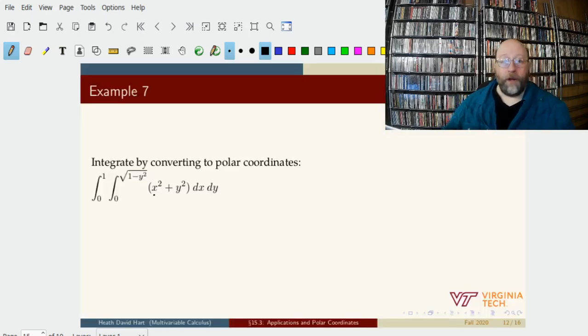We want to integrate this by converting it to polar coordinates because I don't want to have to do that square root of 1 minus y squared if I don't have to. Okay? So let's look at what this region is. The y coordinate goes from 0 to 1.